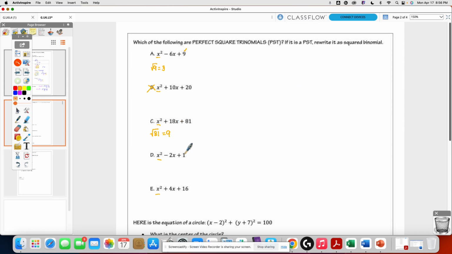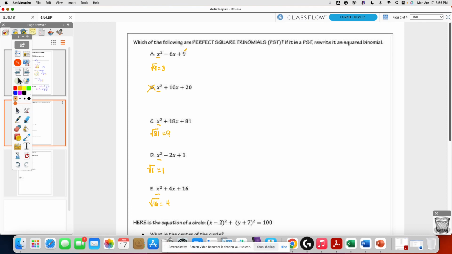Okay? For letter D, is 1 a perfect square? Yes. We can get the square root of 1, and the square root of 1 is 1. Now, what about the 16? Yes, also. We can get the square root of 16, and the square root of 16 is equal to 4. Okay? So we are not able to eliminate anything, but let's take a look at the middle term.